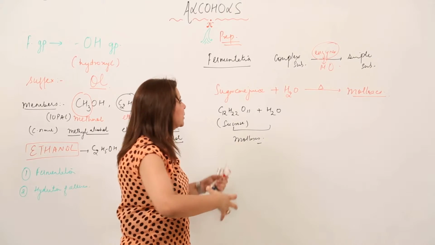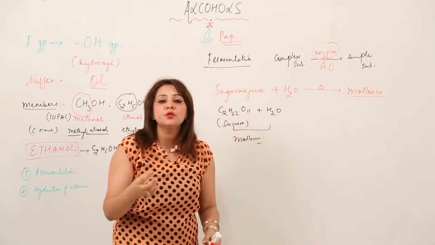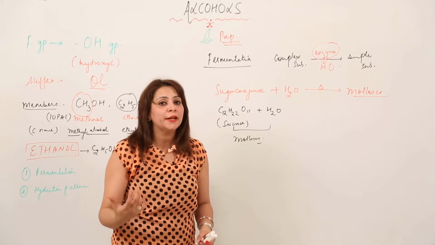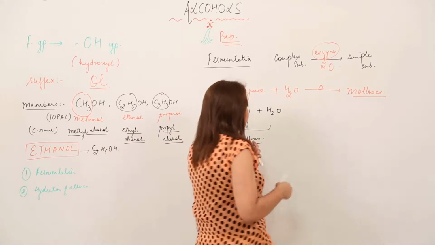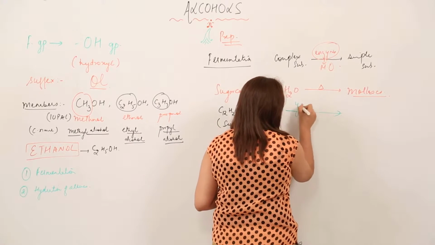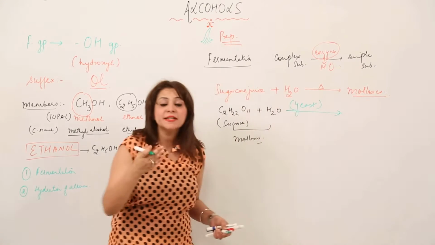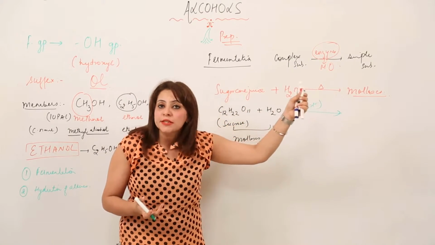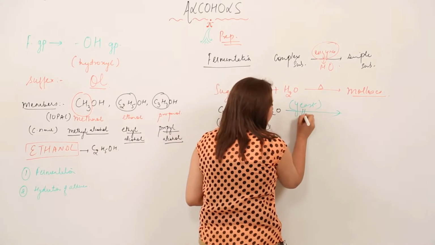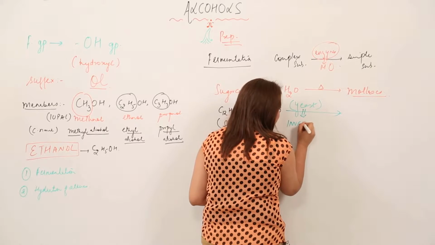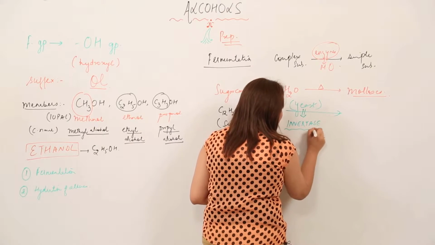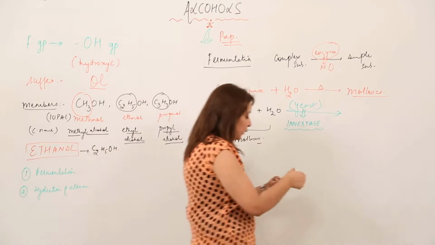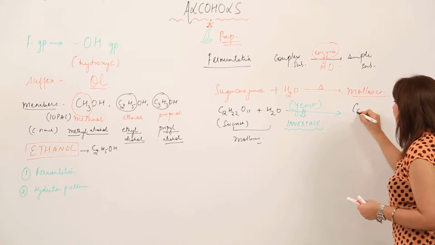Now I told you that in order to convert complex substance into simple, we need enzymes, and those enzymes are released by the microorganism. Just look at the board, which microorganism acts here? In this case, the microorganism involved is yeast, and it releases certain enzymes which convert the complex substance into the simple ones. Which enzyme does yeast secrete? It secretes an enzyme invertase. This invertase converts this molasses into a simple substance. And what simple substance do we get?